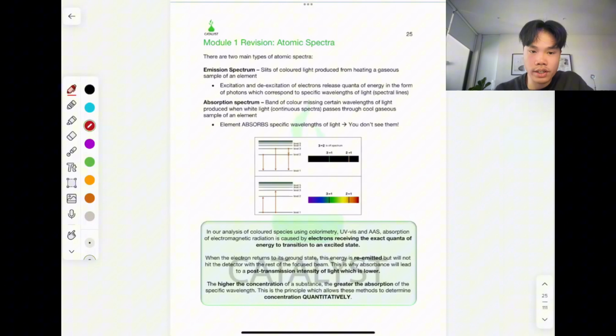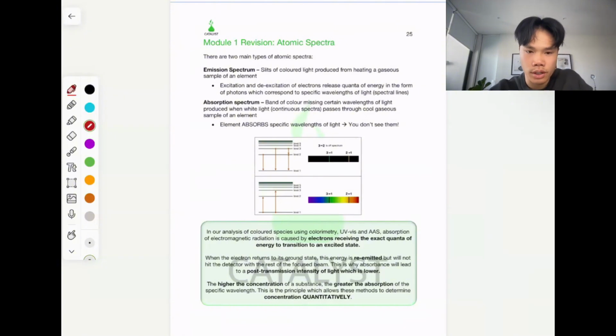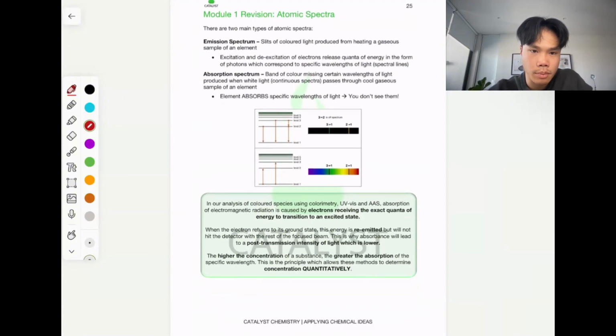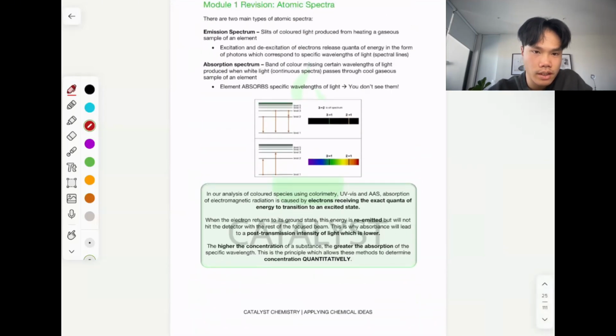So we should know when we excite any atom element, that is pushing electrons from a ground level up to an excited level. When it falls back down, it's going to emit a specific wavelength of light. And that can be measured in order to find out what atom we have quantitatively.